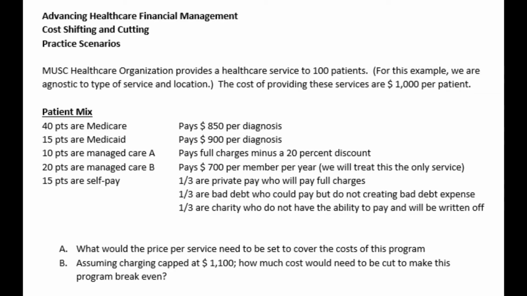A little bit about what we're going to work through in this scenario is we're going to have 100 patients that we deliver service to. It doesn't matter really what service we're delivering right now. For 100 patients, it's going to cost $1,000 per patient. Later on, we're going to talk about more how to be eloquent with these costs, but just to get this started. So right now, we're going to have 40 Medicare patients, 15 Medicaid, 10, 20, and some self-pay patients.